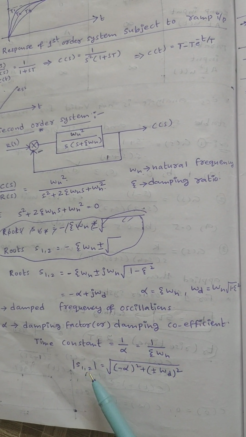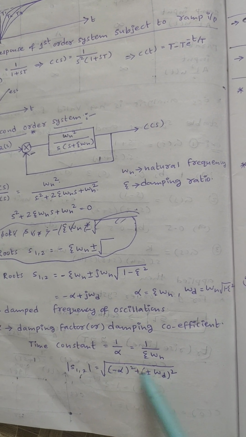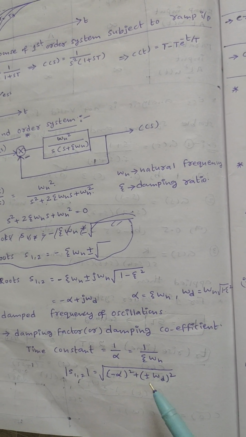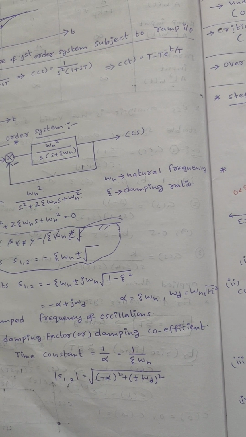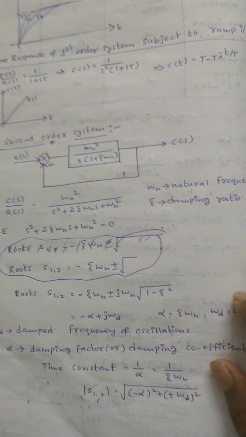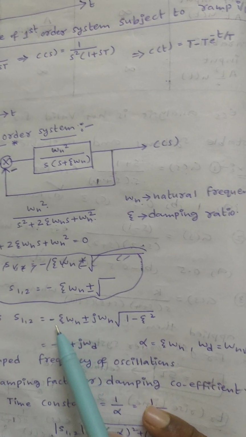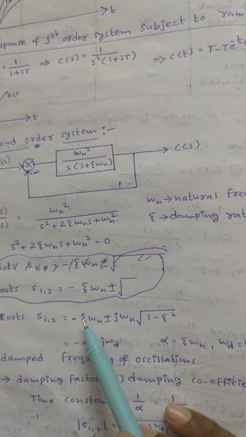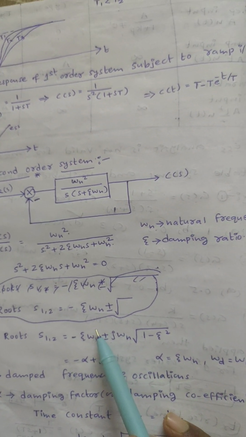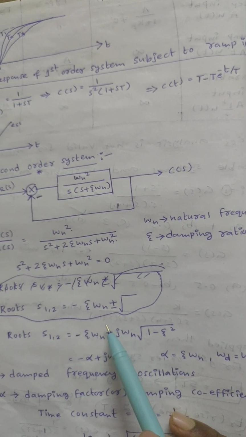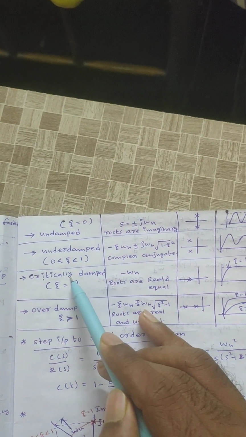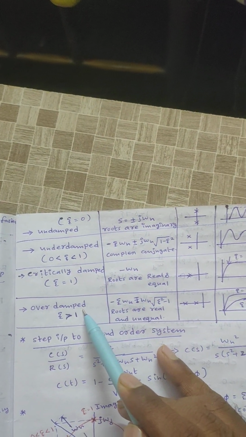Then the magnitude of the roots will be under root alpha square plus omega d square. Now based upon this zeta value, the systems are again classified into 4 types: undamped system, underdamped system, critically damped system and overdamped system.